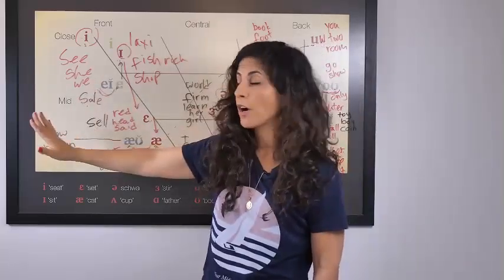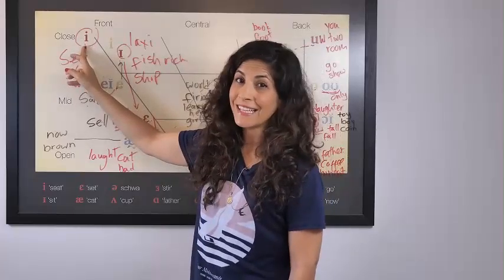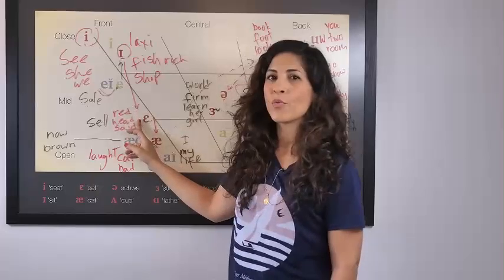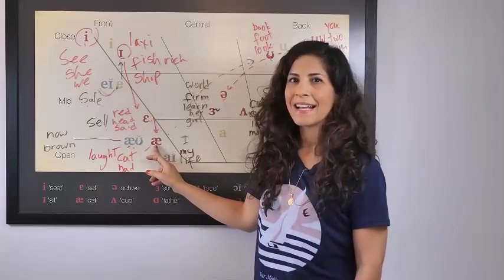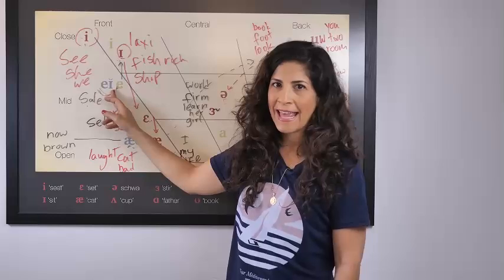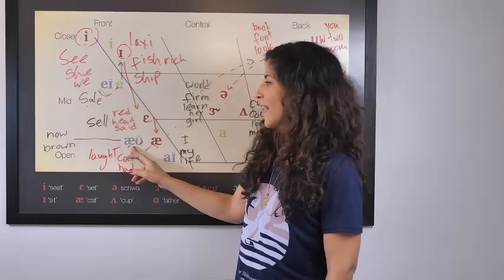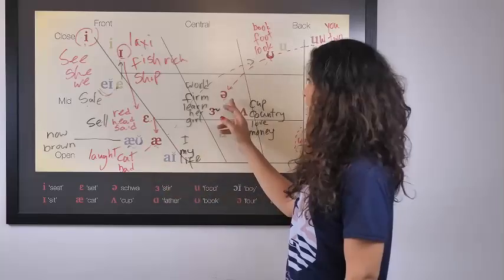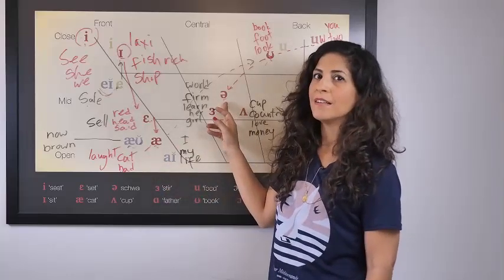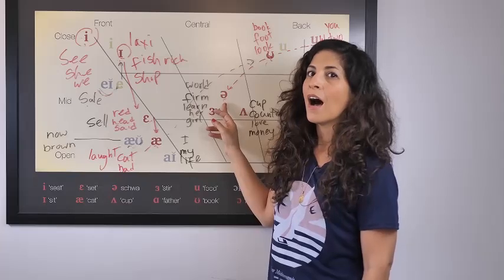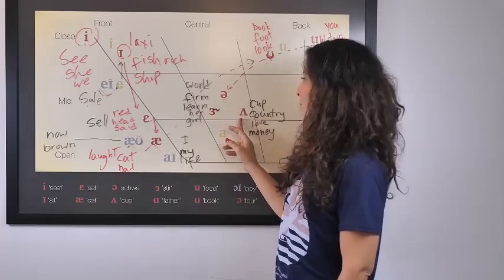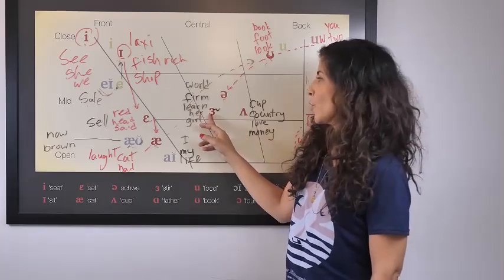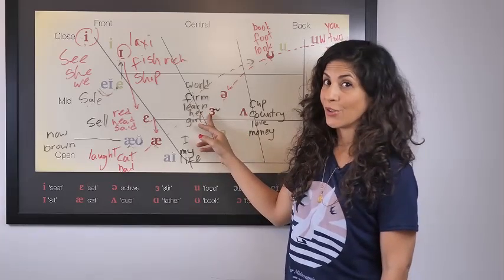Starting from the front part of the chart, let's begin. E as in seat, I as in sit, E as in red, A as in cat, A as in day, ow as in now, I as in my, and that is the schwa, as in around, o'clock, holiday, and then we have the uh as in cup, love, fun, country, er as in stir, and girl.